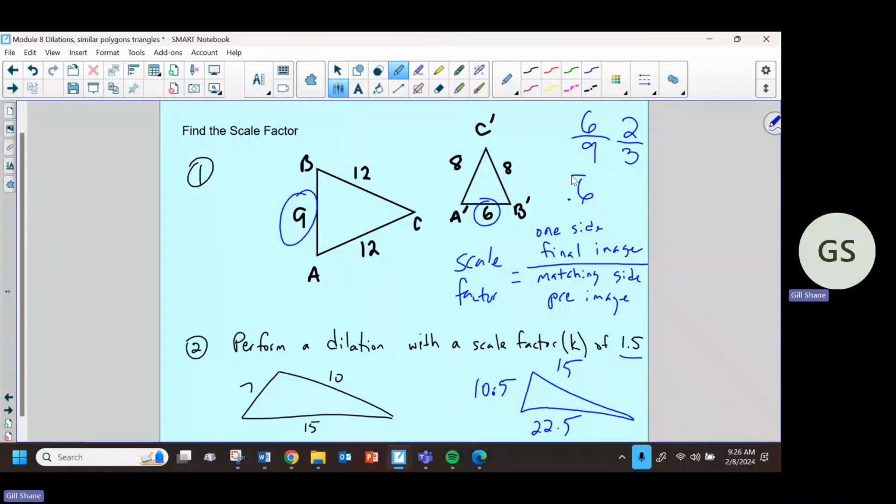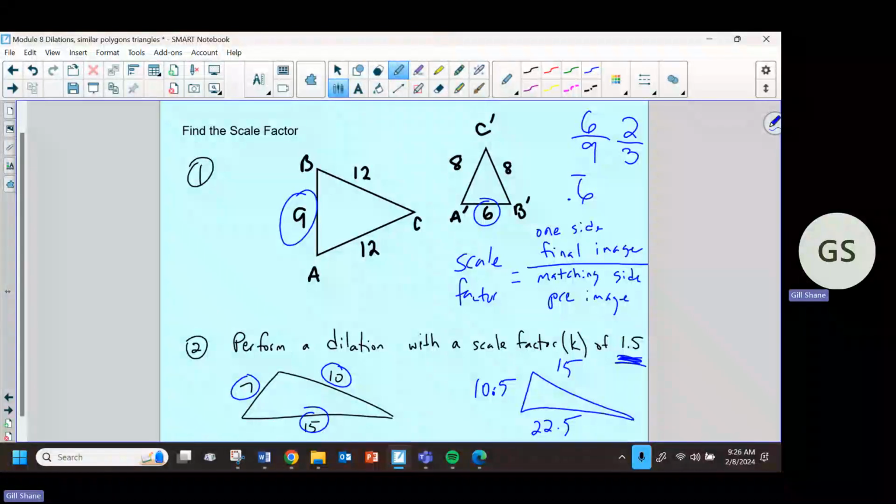And then in the second problem, we just multiplied all of the sides of this original triangle times the scale factor 1.5. And that's how we got the sides of the new triangle. And we said in enlargement, the scale factor is greater than 1. Reduction, the scale factor is less than 1.